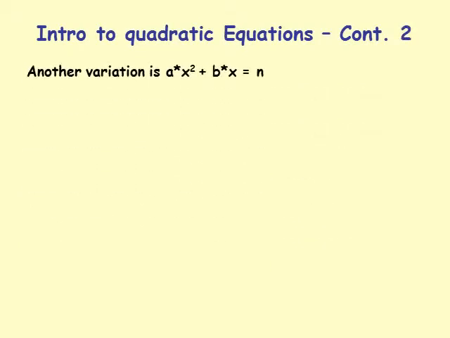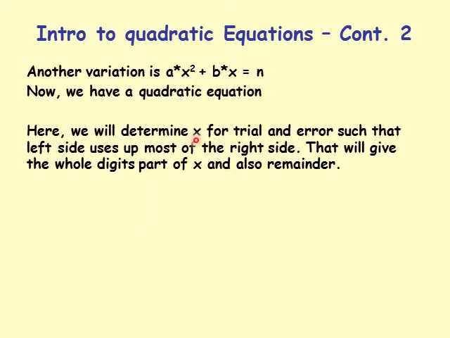So now we're going to make this adjustment here. The next variation is to ax squared, we would add bx equals n. Now we have a quadratic equation here. Here we will determine x by trial and error. We'll find x such that the left side uses most of the right side and gives the whole digits or parts of x and also a remainder. We are trying to get a positive remainder when we can. We are more comfortable with positive remainders.